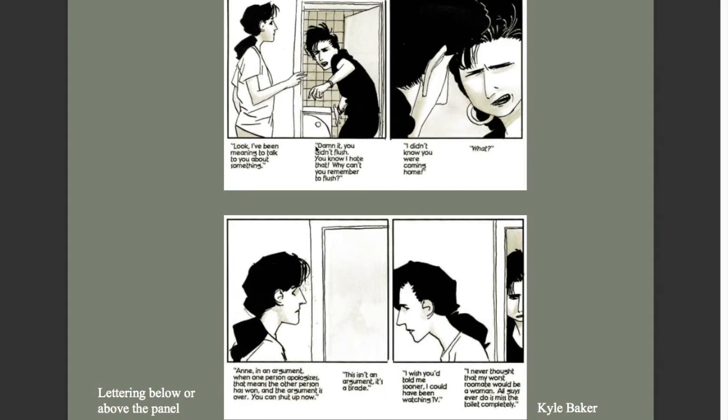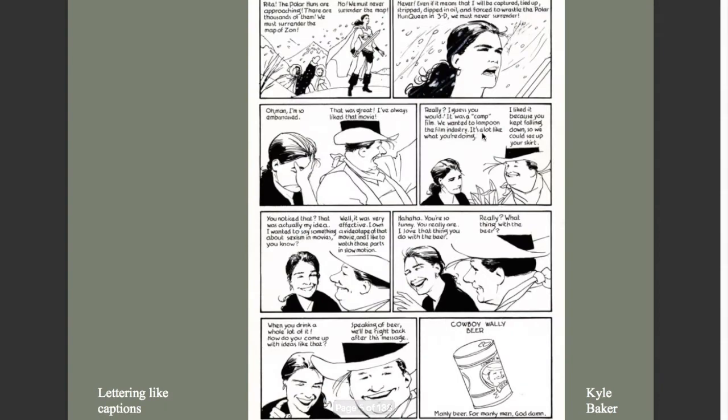They sort of take up the same amount of horizontal space, or is that vertical? Sorry, the width, let's say, that the characters take up. She gets a little longer one here, she gets a little longer one there, etc. Kyle Baker has done a similar thing inside the panel. Here is the same thing. You notice there's no marker pointing to the character. You just know who it is.